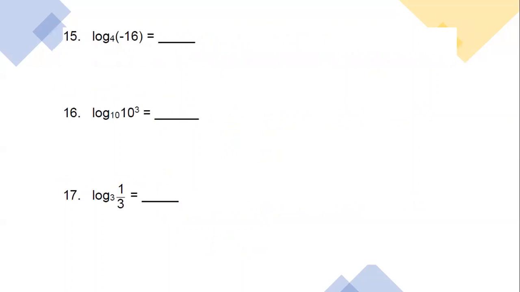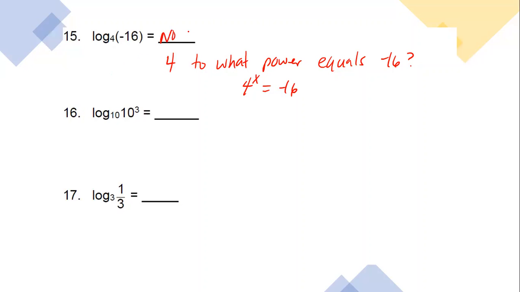All right, let's try another one. What is it asking us here? 4 to what power equals negative 16? Does that work? Is there any number? Is 4 to any power going to equal negative 16? It's not, right? So the answer is no solution. It's not going to work.